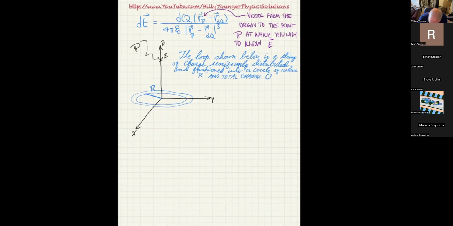Oh, I just started writing in regular script instead of cursive. I don't know why. Okay, so there's the problem. So our formula we have listed above, so we know that's what we're going to start with. So I'm just going to write solution.